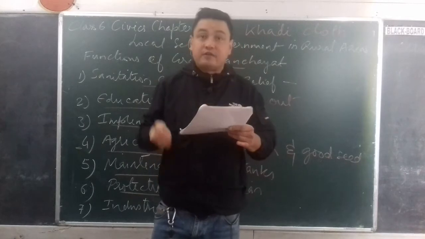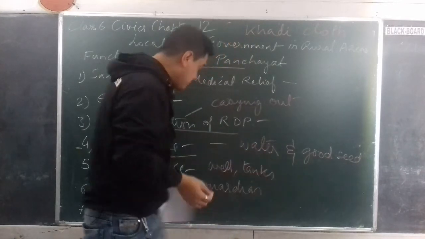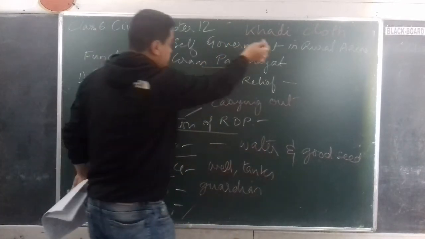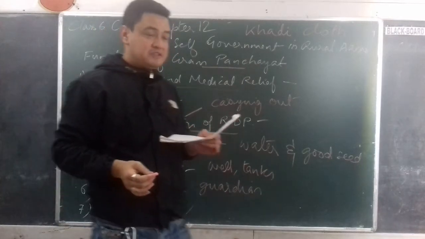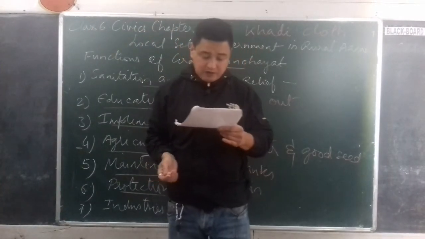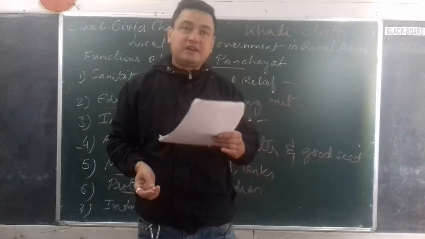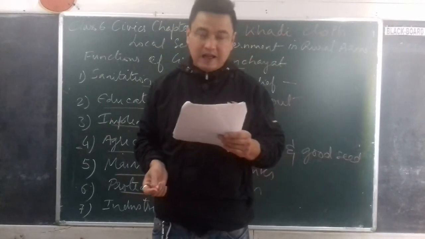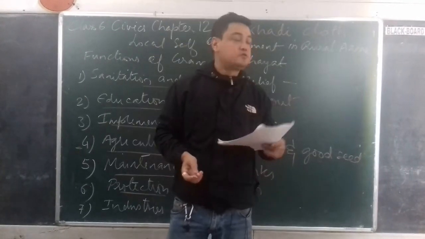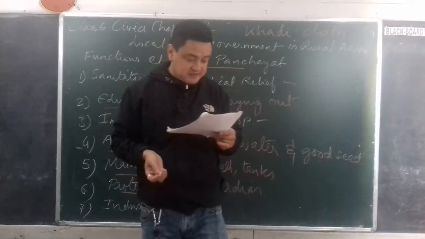Produce khadi cloth and run dairy industries. Whenever we are talking about industries, the khadi industry and dairy industries are basically located in the villages, which give you cloth as well as milk and milk products. So dairy industries give you milk and milk products.